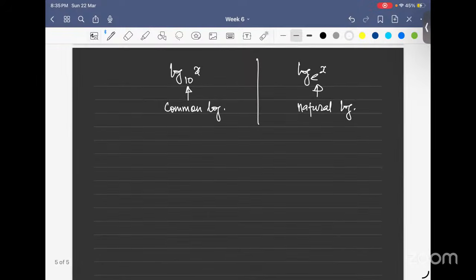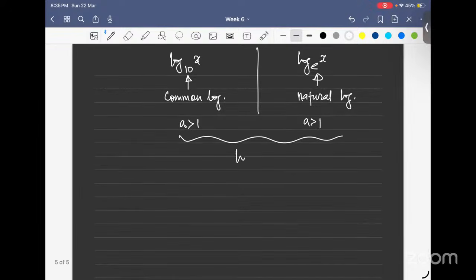Here also a is greater than 1, and here also a is greater than 1. So the properties for all these functions will be the same as logarithm of x base a, where a is greater than 1. The domain will be the same, the range will be the same.